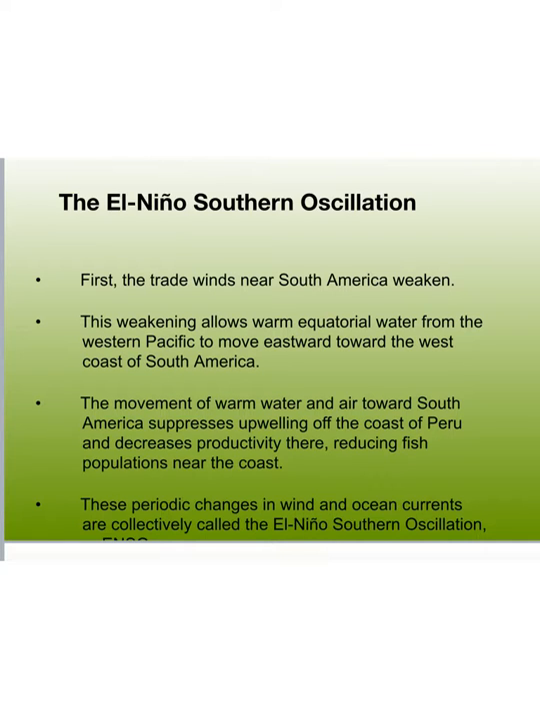So essentially, the southern oscillation of El Nino is the weakening of the trade winds near South America. This weakening allows warm water from the western Pacific to move eastward, as we had said. So this periodic change in winds and ocean currents, collectively we call the El Nino Southern Oscillation, or ENSO for short. And so that concludes our ocean currents.